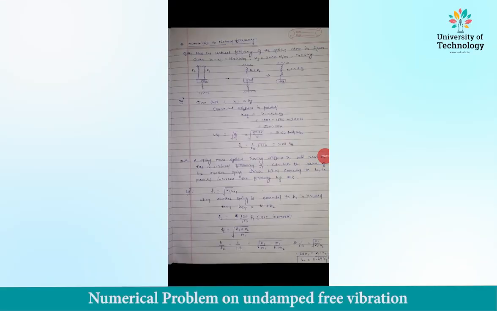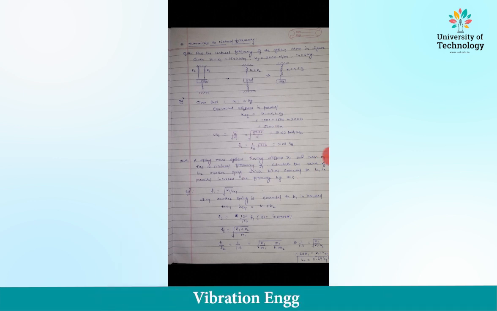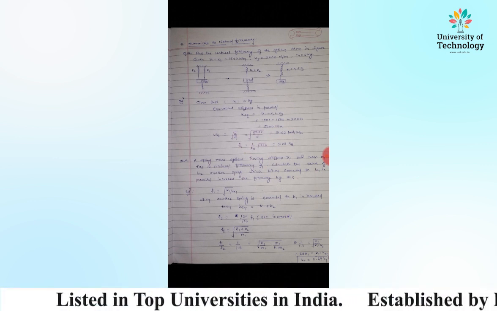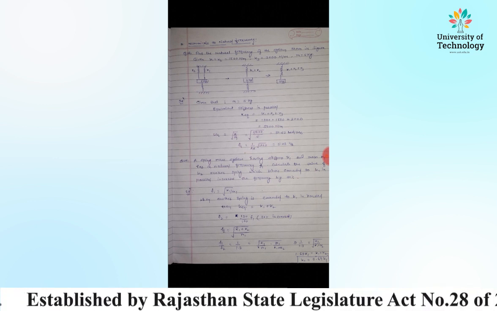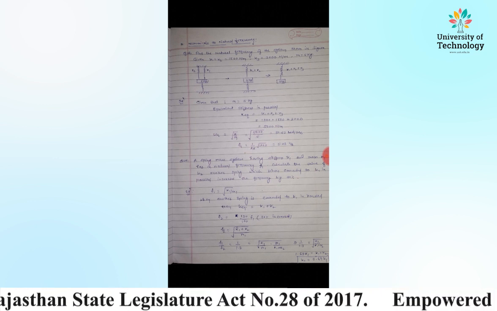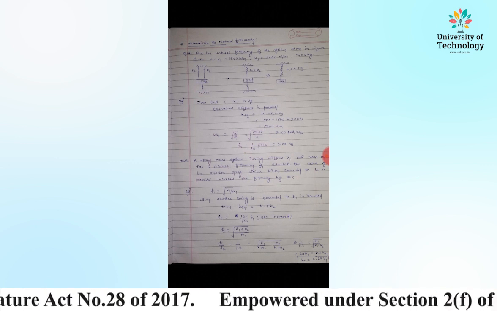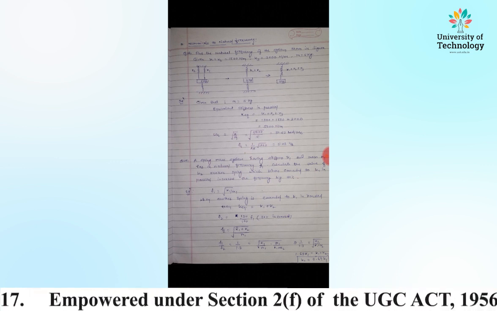Today we will discuss numericals on natural frequency in vibration engineering. The question is, find the natural frequency of the system shown in figure. Given K1 is equal to K2 is equal to 1500 Newton per meter and K3 is equal to 2000 Newton per meter. M is equal to 5 kg.